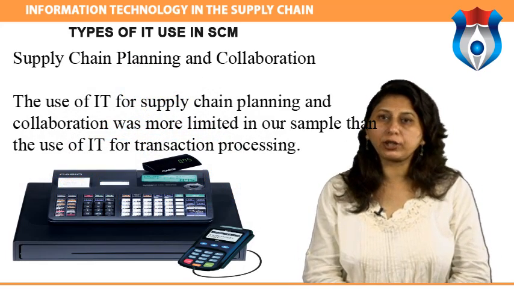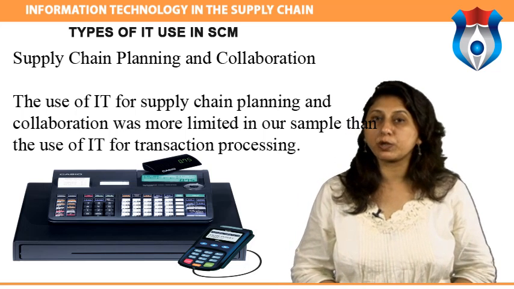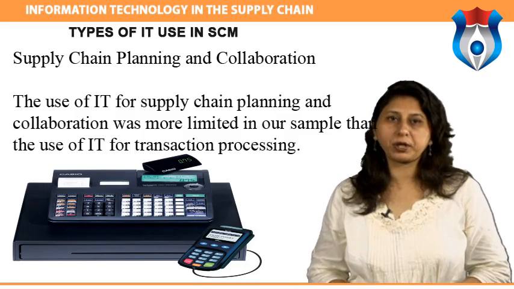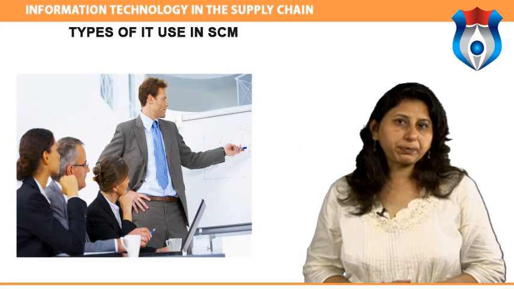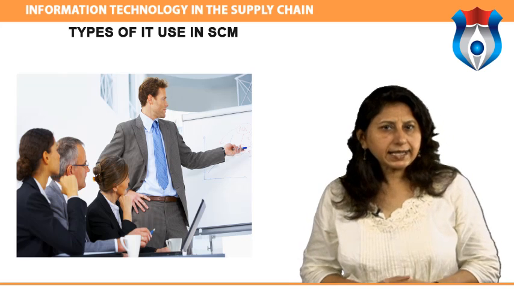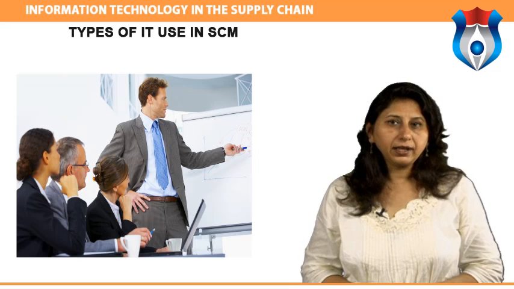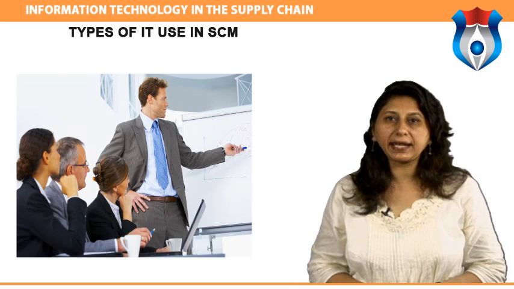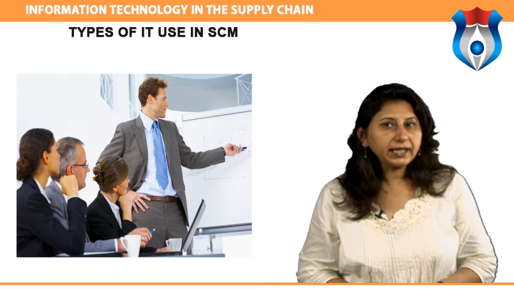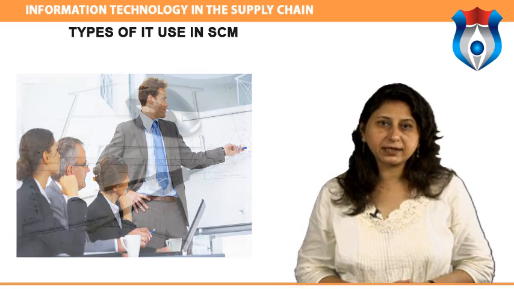Supply chain planning and collaboration. The use of IT for supply chain planning and collaboration was more limited in our sample than the use of IT for transaction processing. This result supports the earlier findings on the sharing of planning information. Less than half of the companies, A, C, D, I, J, K, used IT for supply chain planning and collaboration with their suppliers, and 3 of these companies, A, C, I, applied IT for this purpose also with their customers.